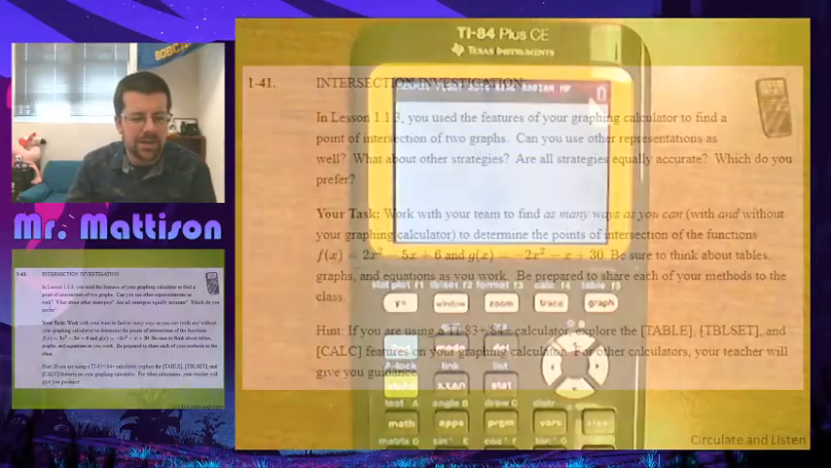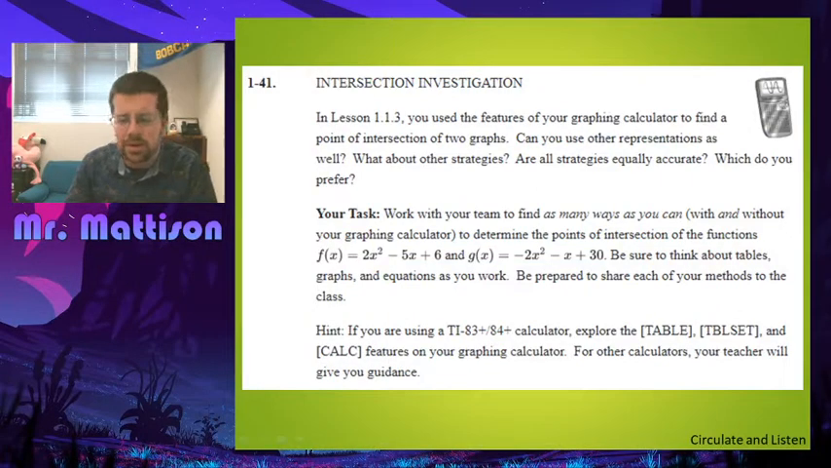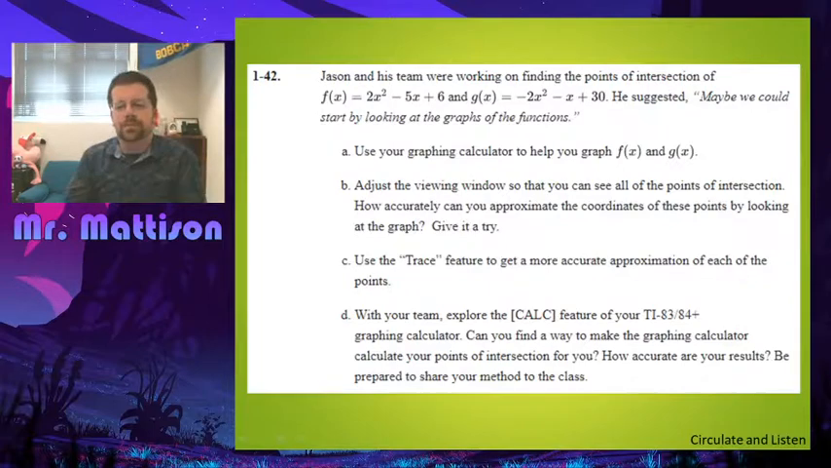I want to hop back over to this, and then we're going to go over to the next one. With this one here, they're working on the intersection of 2x squared minus 5x plus 6 and -2x squared minus x plus 30, and hey, we could look at the graphs of these functions. So using your graphing calculator, can you try and solve that by graphing them? So we just kind of did that in a sense. So we can view the window.